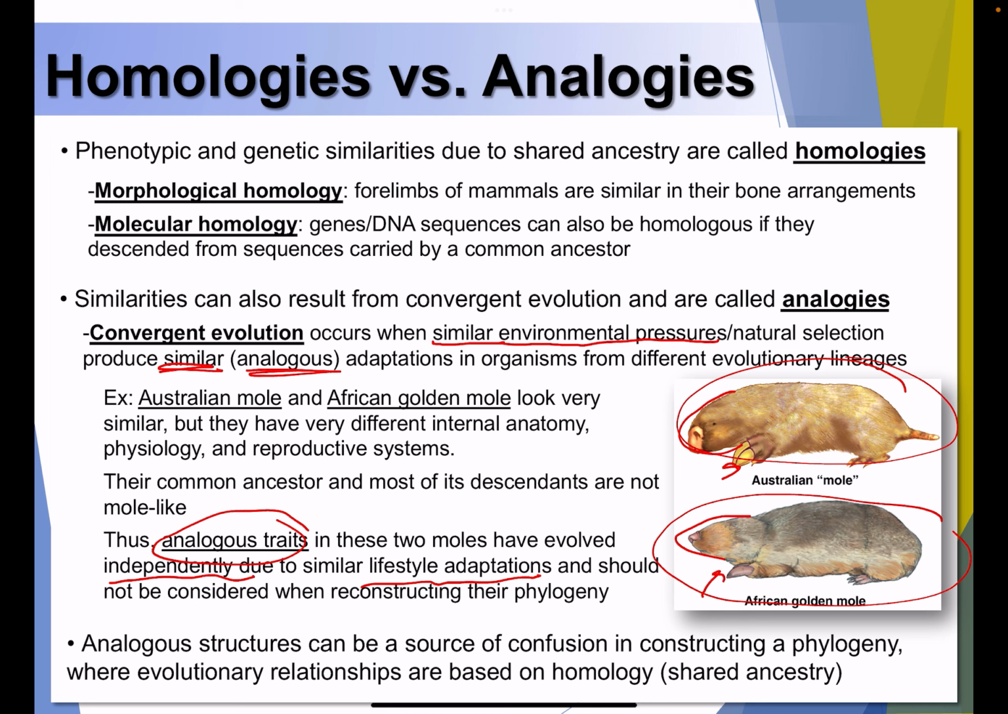Same goes for genes and DNA sequences. The more sequences two organisms' genes share, the more likely that those genes are homologous versus analogous. Okay? So make sure you remember not to confuse analogous structures, which can be a source of confusion when we're constructing phylogeny. If, let's say, you are a systematist, evolutionary relationships on a phylogeny should be based on homology, shared ancestry, not analogies. Okay, so that's why this section of the chapter distinguishes between the two things.